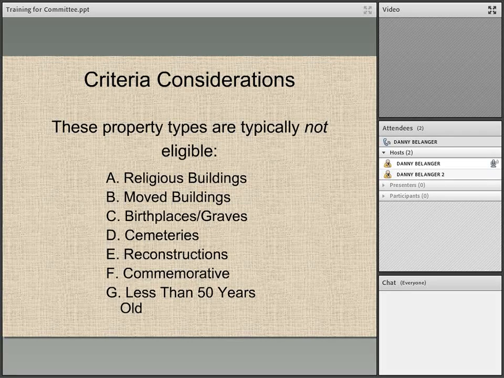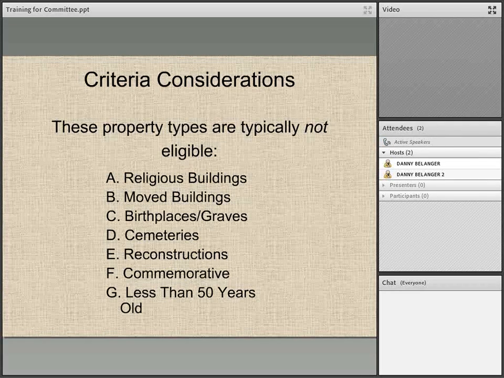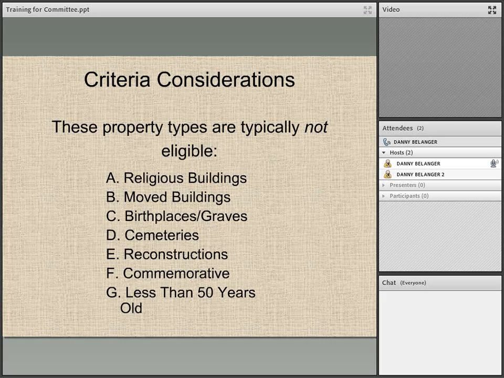Recently, we had a Confederate memorial nominated, not because it was commemorating the Civil War, but because it was of artistic value. And lastly, normally buildings that are less than 50 years old are not eligible for listing. However, if they show exceptional significance, they are.